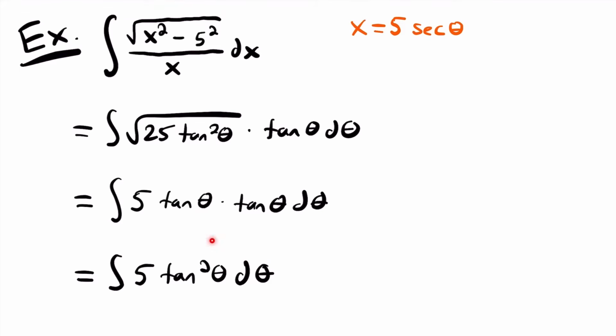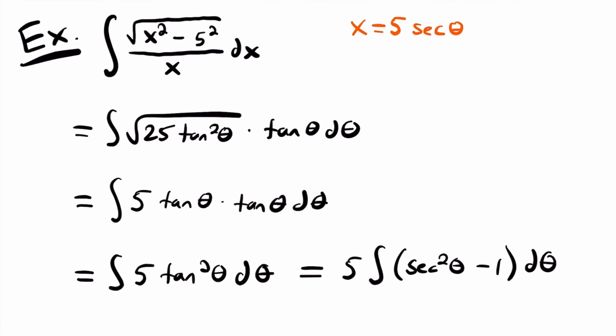Now in order to solve this integral, where we have tangent squared theta, we are going to need to use our Pythagorean identity again, that tangent squared theta is equal to secant squared theta minus 1. And so then if we pull this 5 to the outside of the integral, we can rewrite this to be equal to 5 times the integral of secant squared theta minus 1 times d theta. Okay, and then what that allows us to do is integrate each of these terms.